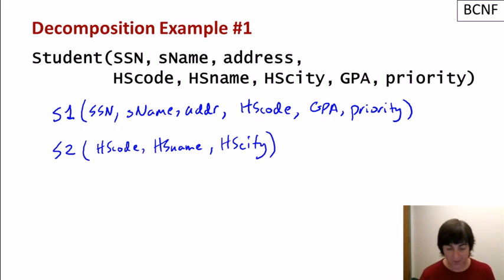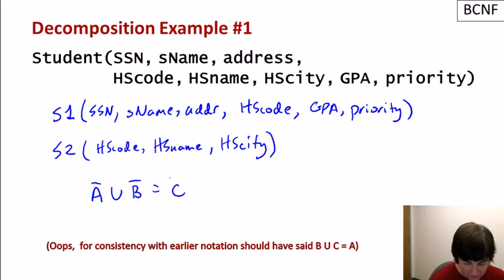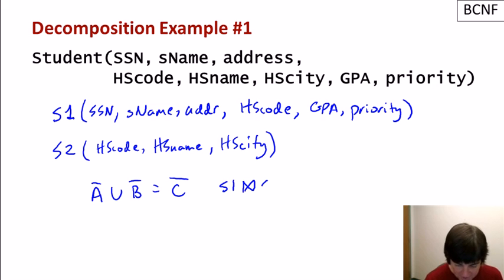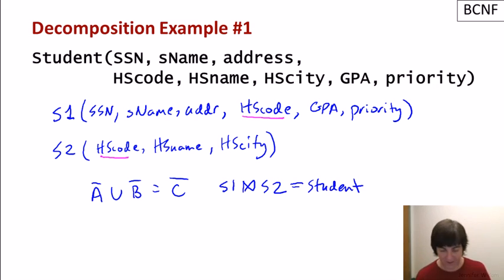So you can see what I've done here is I've separated out the high school information into a separate relation. First of all, is this a correct decomposition in the sense that B union C equals A? Certainly, all of the attributes are still present. And furthermore, if you think about it, and we'll formalize this concept later, S1 join S2, and that's going to occur, by the way, based on this high school code value, S1 join S2, in this case, will, for the data that you would expect, equal Student. Again, we'll formalize that momentarily.